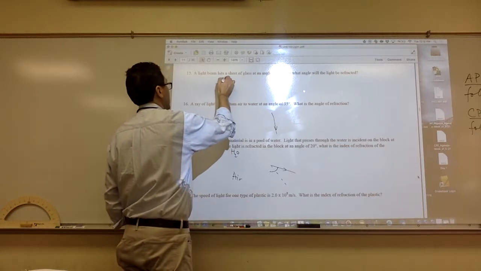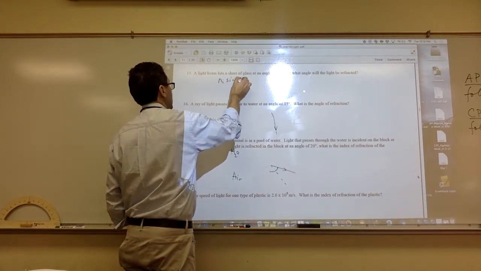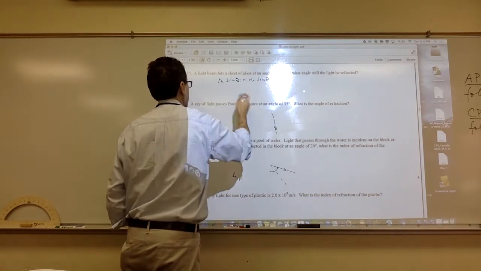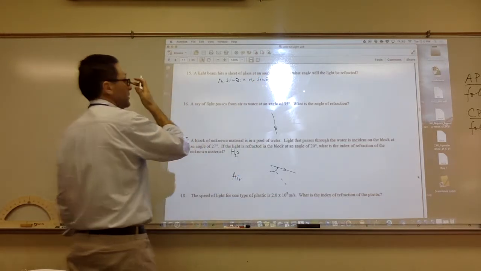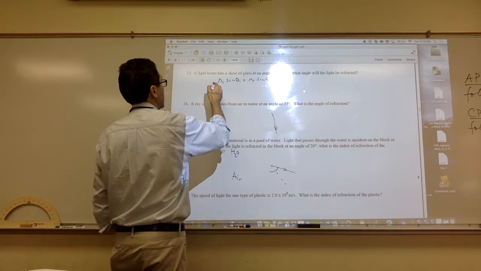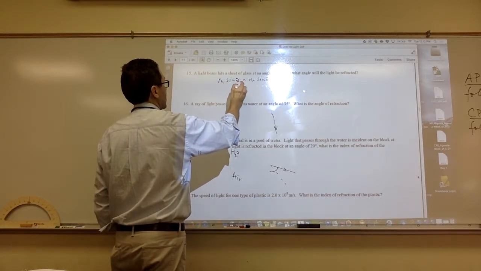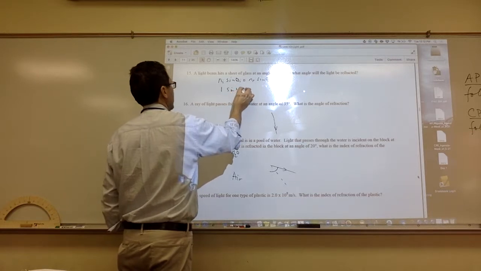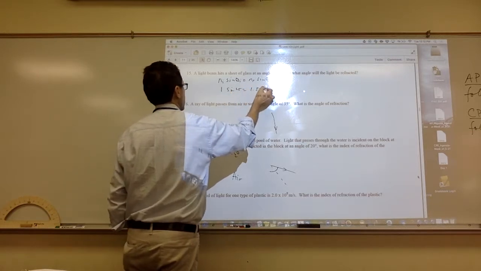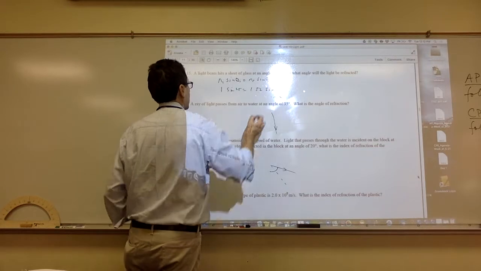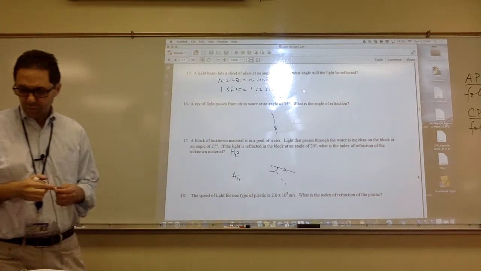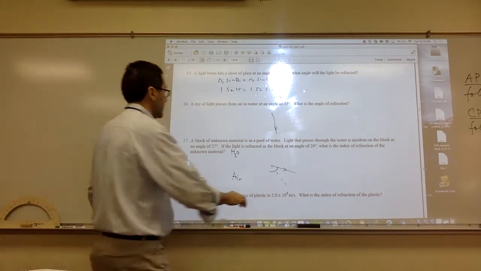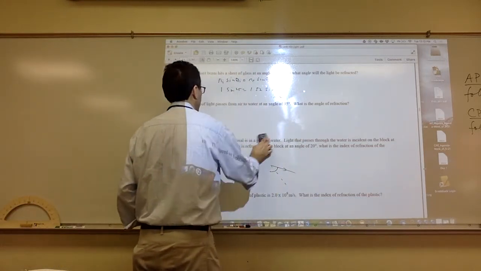So we're going to do Ni sine theta I equals Nr sine theta R. I'm not going to write this every single time, but you have to write it when you're doing the homework. We're going from air at an angle of 25, and we're going to get into glass. Make sure you are in degree mode, and you can solve that equation easily, and you should get about 16 degrees.